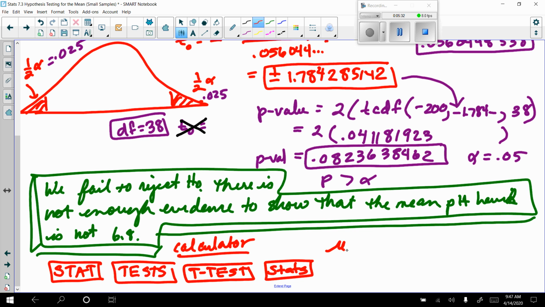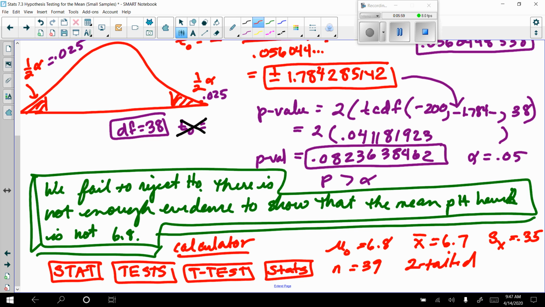So our mu naught is 6.8, and then it's going to ask for your sample mean, which is 6.7 in this case. Our standard deviation of our sample is 0.35. We don't know the population standard deviation. Our n is 39, and since this is two-tailed, we have to use the not equal mu naught feature. And that's going to give you the exact same p-value as we just had.